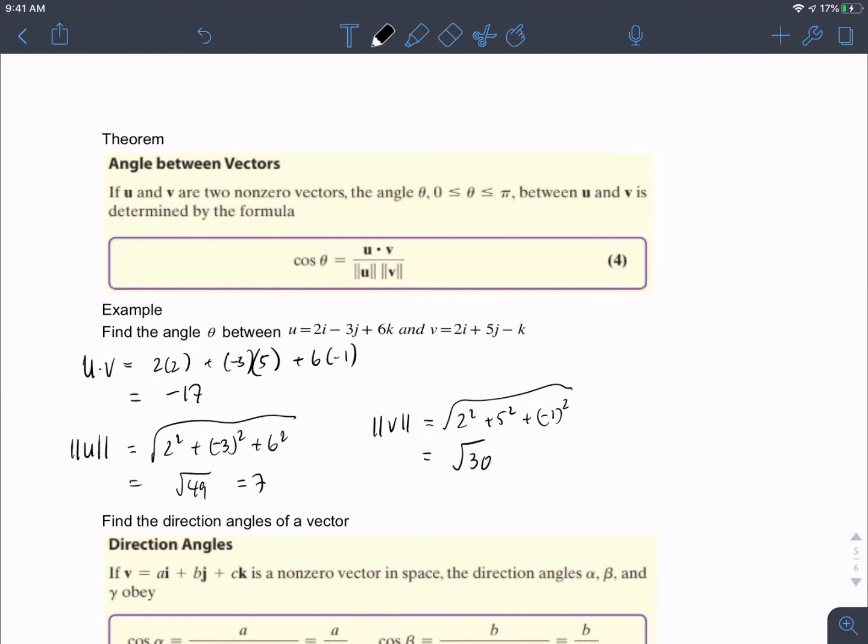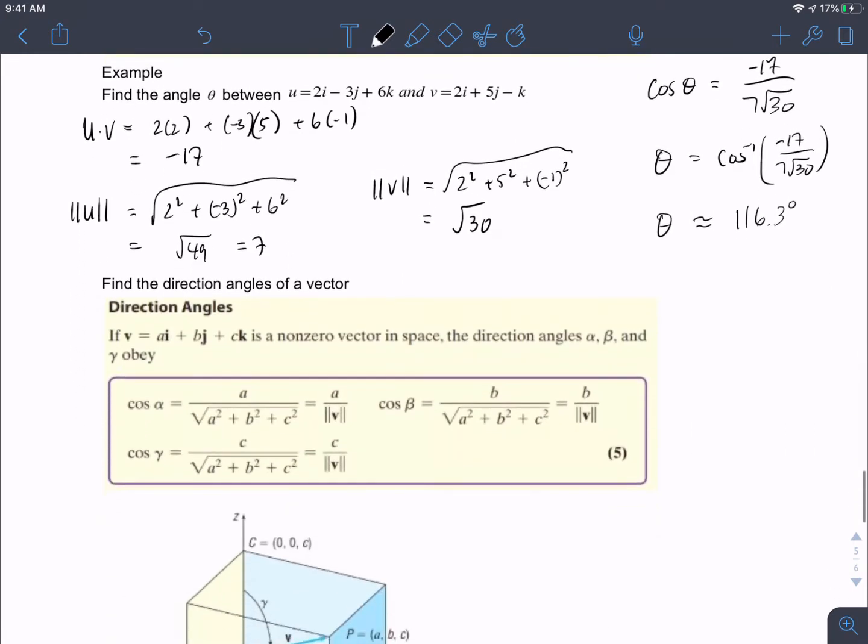So then cosine theta is going to be a negative 17 over 7 radical 30. Let me write that a little bit nicer. And so we can find theta by going cosine inverse of a negative 17 over 7 radical 30. And that ends up being approximately 116.3 degrees. You'd obviously use your calculator to be able to find that. And this would be in degrees when you go to look for that.